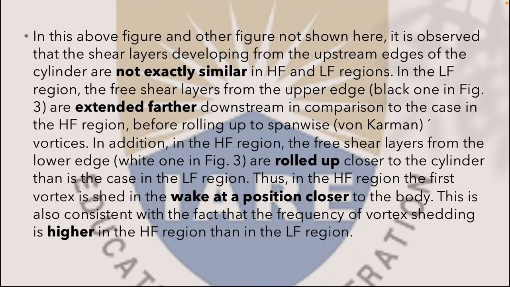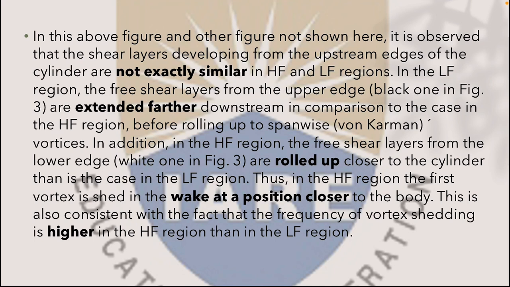In the above figure and the other figure not shown there, it is observed that the shear layers developing from the upstream edges of the cylinder are not exactly similar in the HF and LF regions. In the LF region, the free shear layer from the upper edge extends further downstream in comparison to the case in the HF region before rolling up into span-wise vortices.